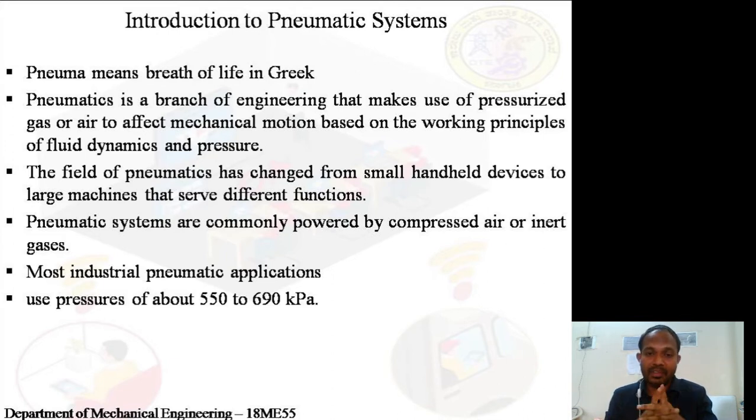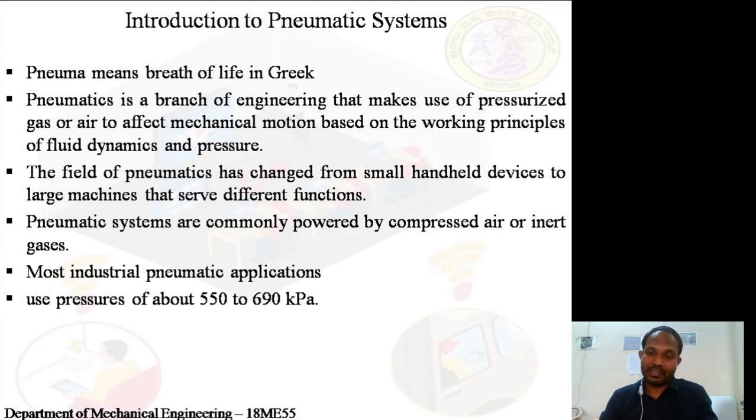Nowadays, you cannot imagine any construction, huge construction, or an automobile, or industrial applications where we are without any hydraulic or pneumatic systems. So now, my dear friends, when it comes to pneumatic systems, the word pneuma has been taken from the Greek. What does it mean? It means the breath of life. The pneuma stands for the breath of life, so it is nothing but air. That is how pneumatics has come into the picture.